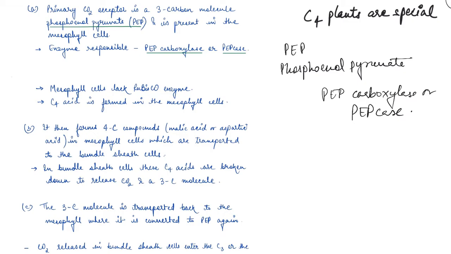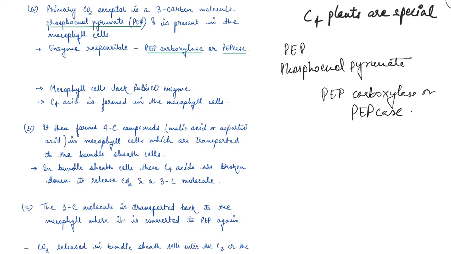right? So first it forms the phosphoenol pyruvate, from that it forms a 4 carbon compound, the C4 acid, which is either malic acid or aspartic acid in the mesophyll cells, and these C4 acids are transported to the bundle sheath cell. Now, what happens in the bundle sheath cell? So, in the bundle sheath cell, the C4 acids are broken down to carbon dioxide and a C3 molecule, right?